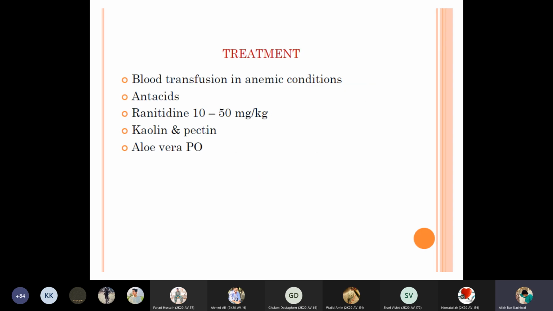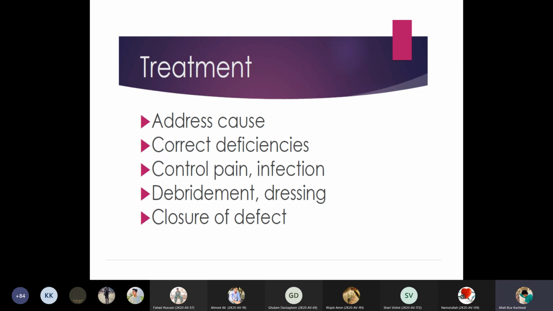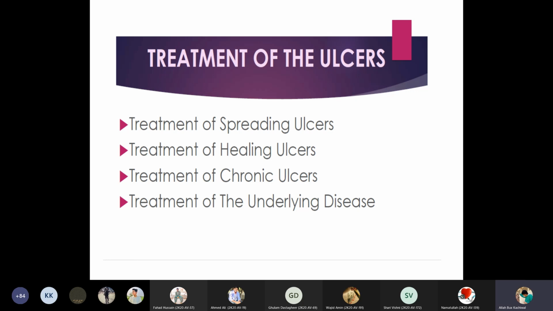The treatment: blood transfusion in anemic conditions, antacids such as ranitidine 10 to 50 mg per kg, choline, pectin, aloe vera orally. The treatment is to address the cause, correct the deficiencies, control the pain and infection, debridement, dressing, and closure of the defect. The treatment of spreading ulcers, healing ulcers, chronic ulcers, and of the underlying disease. So we have to give treatment for all these types of ulcers differently.